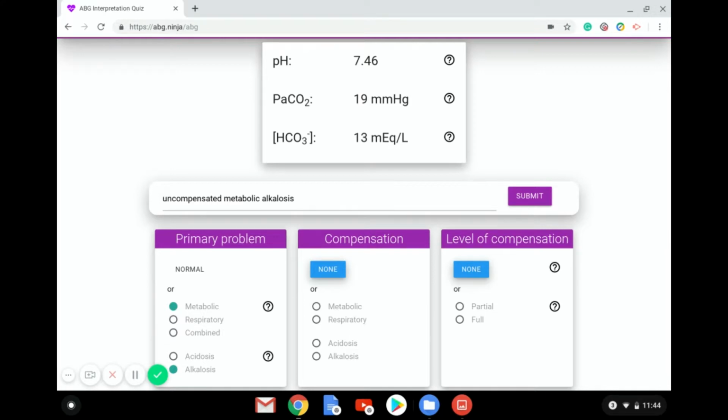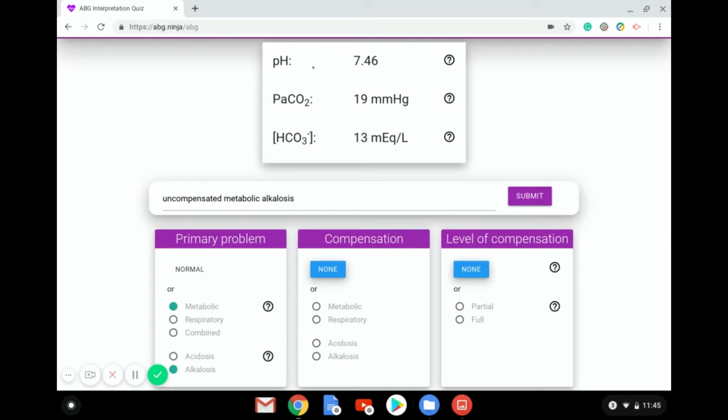And we're going to continue on this track and actually look at the bicarbonate ion concentration. As we look at that bicarbonate ion concentration, what we see is that it is 13 milliequivalents per liter, which is below what we should normally have, which is 22 to 26 milliequivalents per liter. Now we're going to figure this out.